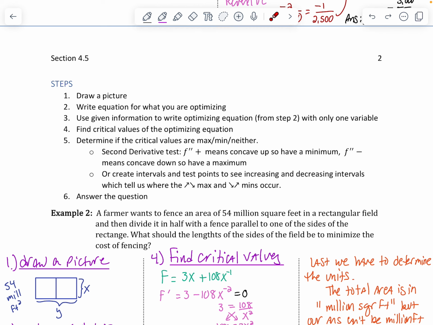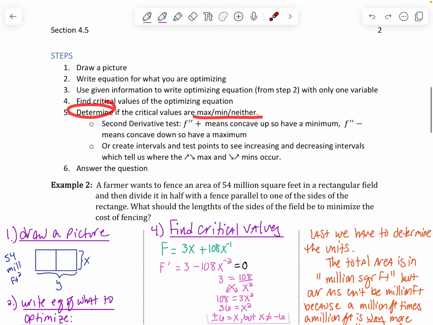4.5, page 2. If possible, you might want to draw a picture. It kind of helps you see the big picture of what's going on. Ironically, you're always going to have to write an equation for what you are optimizing, but there's going to be some other information so that we can write that optimization question, a function that we just created, with only one variable.